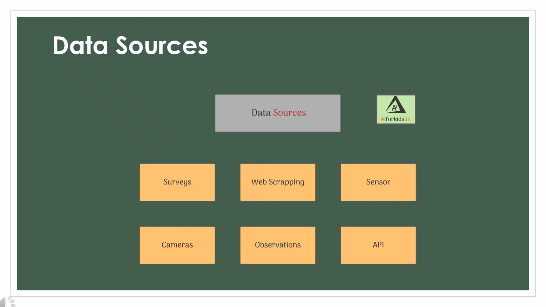Observations. When we observe something carefully, we get some information. For example, scientists observe creatures to study them. Observation is a time consuming data source. Web scraping. Web scraping means collecting data from web using some technologies. We use it for monitoring prices, news, etc. Example, web scraping using Beautiful Soup in Python.